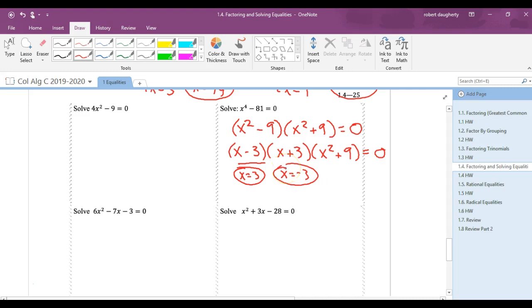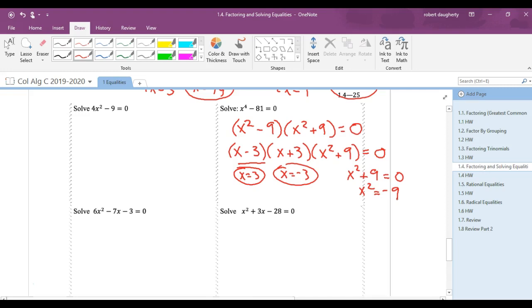This one's a little bit of a problem. x squared plus 9 equals 0. That means that x squared is equal to what? Negative 9. Can you square a number and get negative 9? No, because when you square a number, you get what kind of number? Positive number. So these are my only solutions. This one did not yield any solution for me.